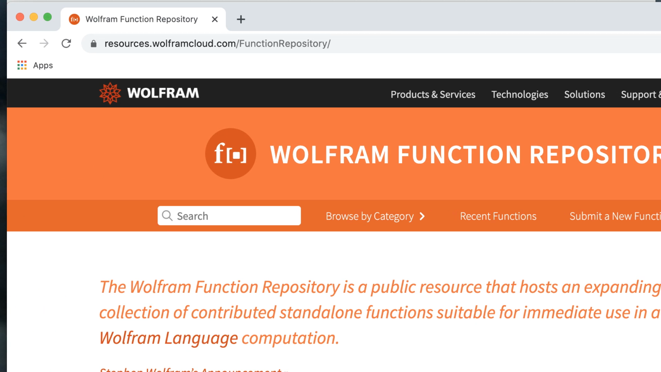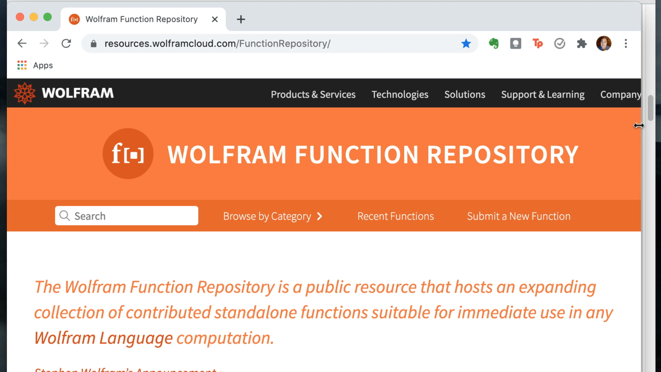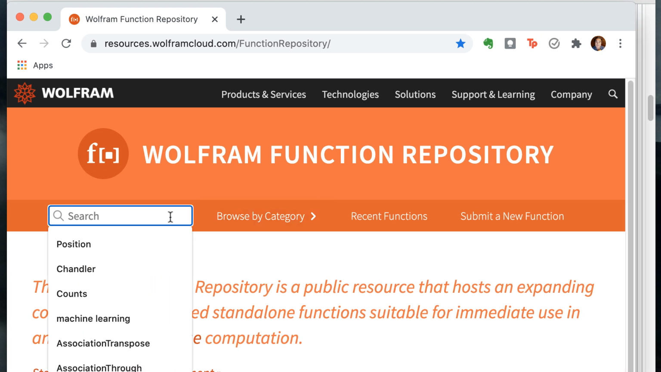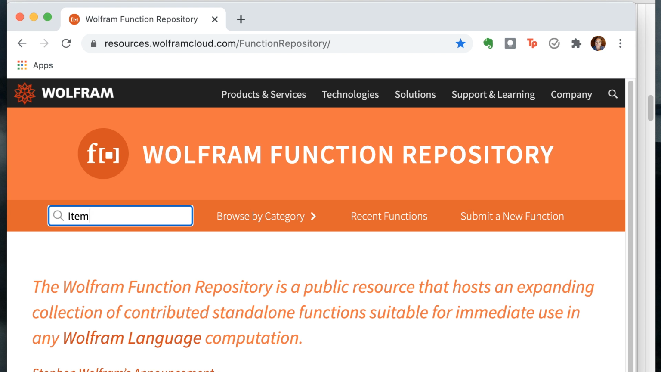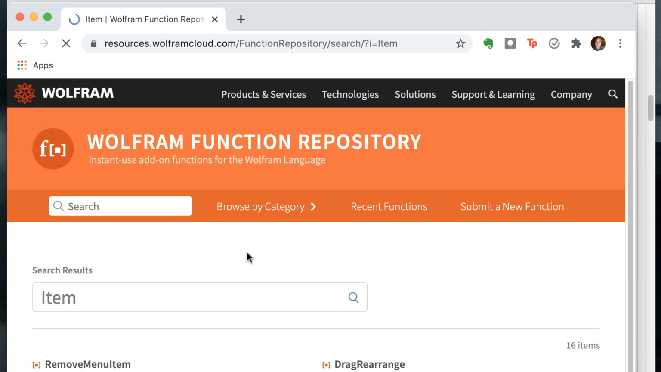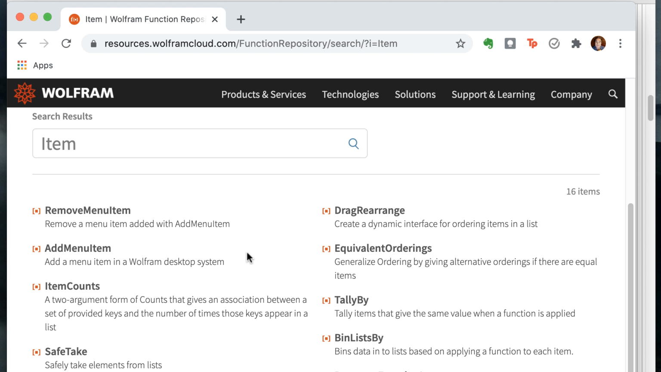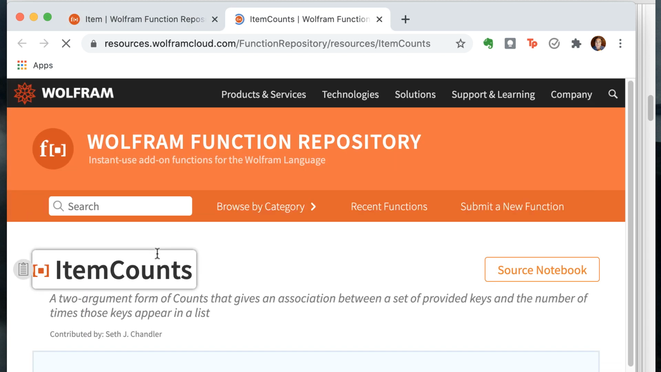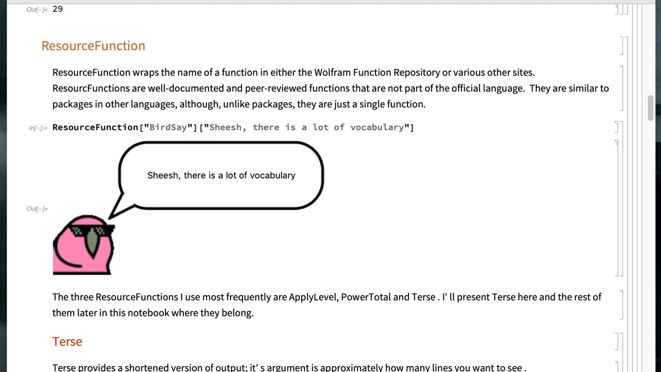And here you can see the Wolfram function repository, and it has things that you might like. Supposing I want to find a function. I think it has something to do with counting items, and maybe I think it's called item. And so it now will search, and it's going to find a bunch of stuff, and there's what I'm looking for, item counts. Okay, so all sorts of stuff. We'll pull that away. But basically, you now are accessing a resource function.